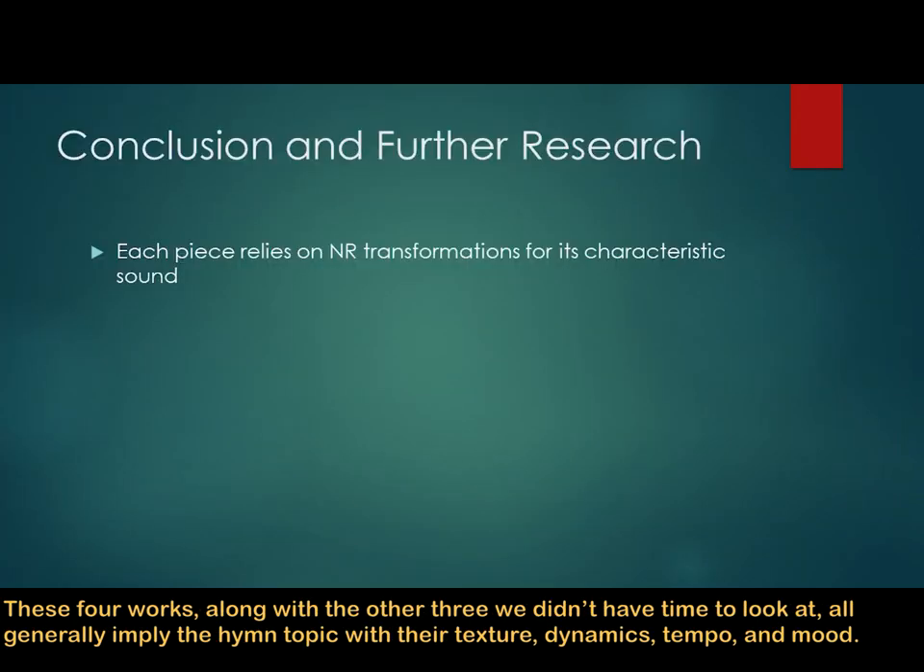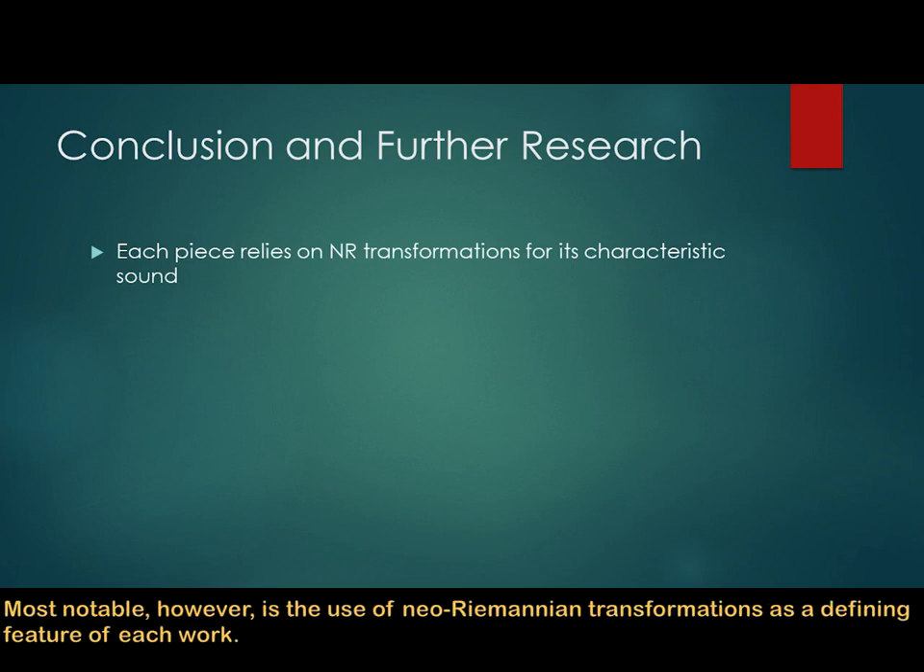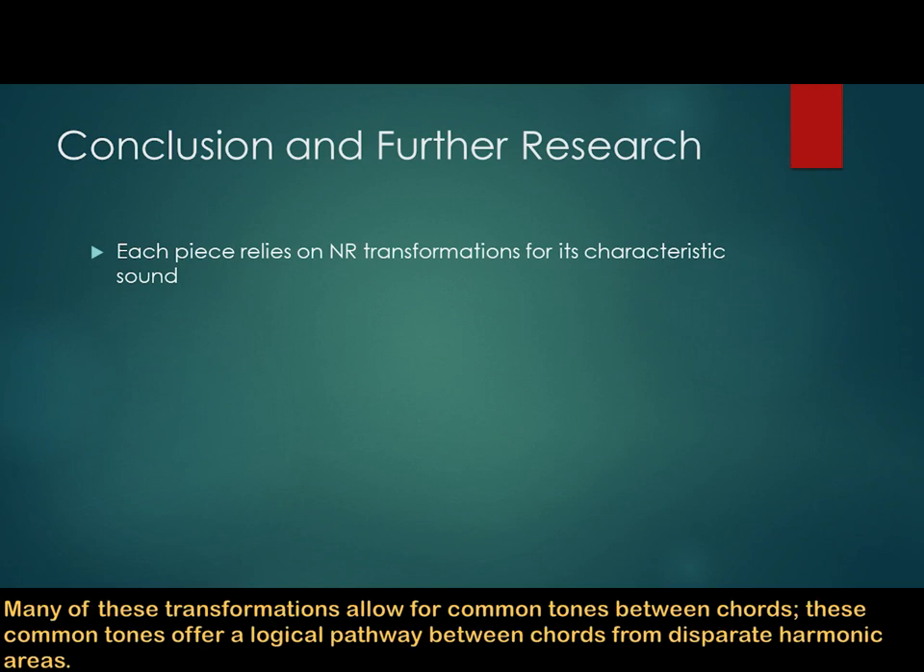These 4 works, along with the other 3 we didn't have time to look at, all generally imply the hymn topic with their texture, dynamics, tempo, and mood. Most notable, however, is the use of Neo-Riemannian transformations as a defining feature of each work. Many of these transformations allow for common tones between chords. These common tones offer a logical pathway between chords from disparate harmonic areas.